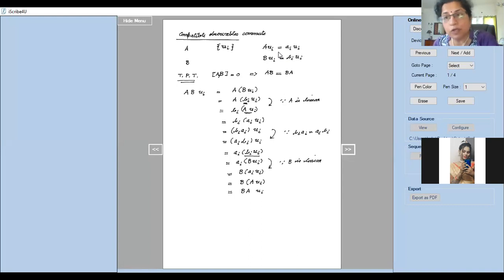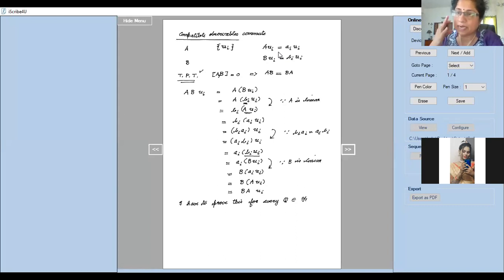Is this good enough? No, this is not a good enough proof, because I still haven't proved this. I have to prove this for every psi. I have to prove it for every psi belonging to the vector space.